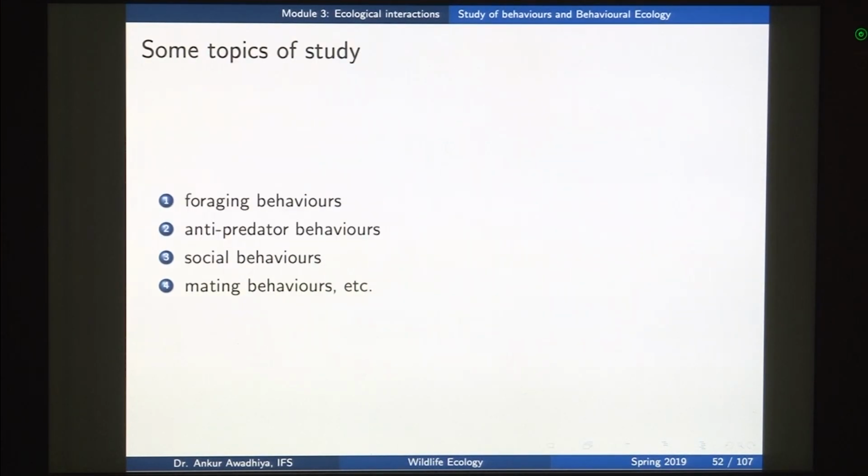There are a number of topics that we study in behavioral ecology. We study foraging behaviors, which means how animals eat, how they decide what to eat and what not to eat, and so on. Anti-predator behaviors, so how do animals try to avoid their predators and save themselves. Social behaviors, how animals behave in a group, and also mating behaviors, and so on.